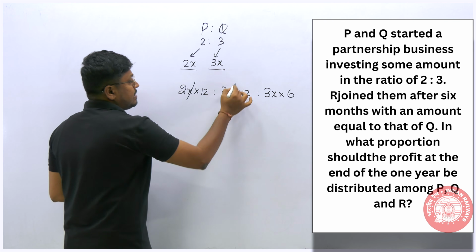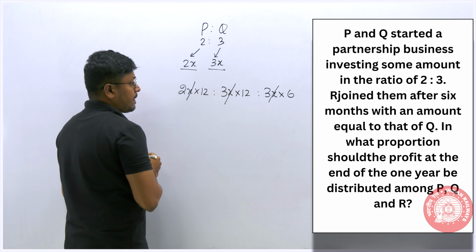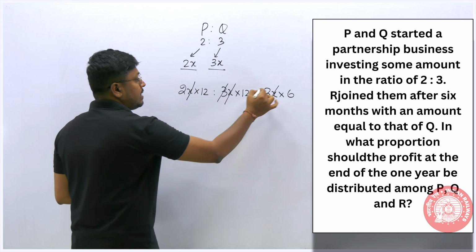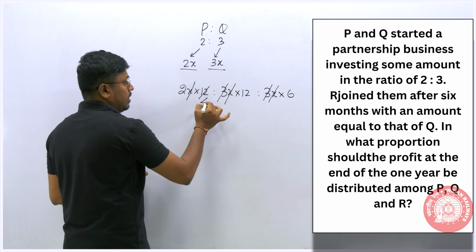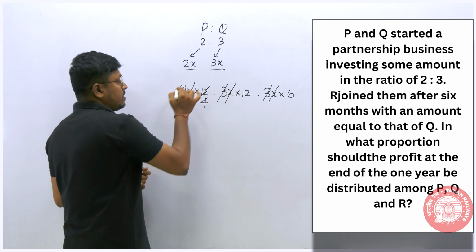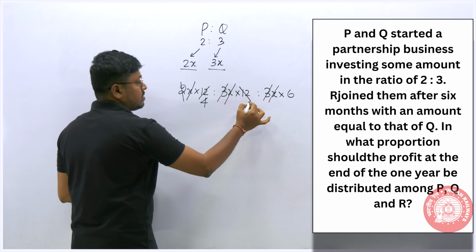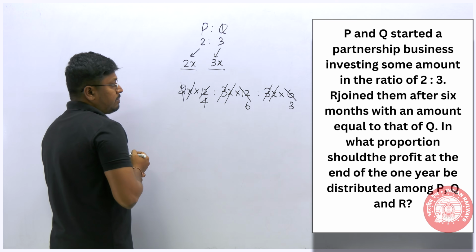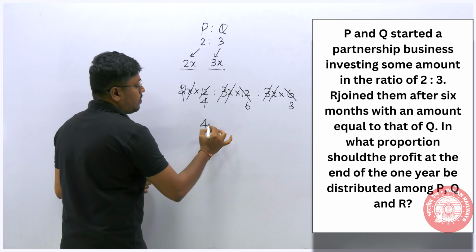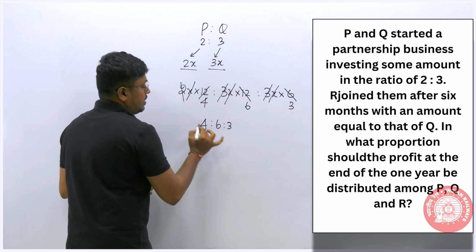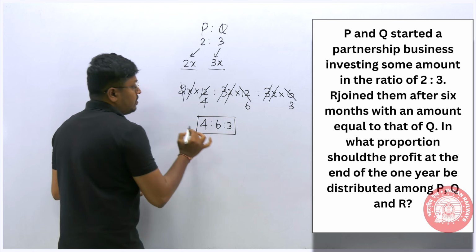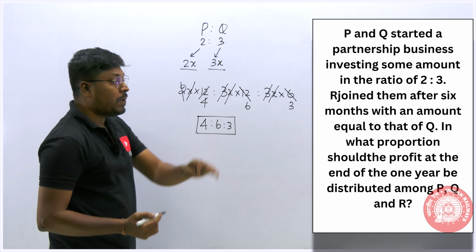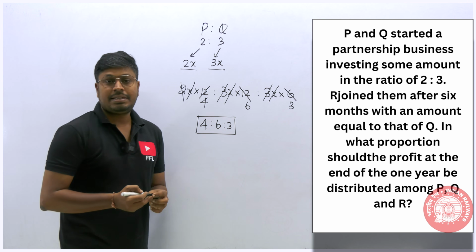So now we can cancel x, x and x, and we can cancel 1 3s are 3, 1 3s are 3, 4 3s are 12. So again we can cancel this on 2 table. 1 2s are 2, 6 2s are 12, 3 2s are 6. So now we can't further simplify it. So 4 is to 6 is to 3. So the profit ratio that PQR are getting will be 4 is to 6 is to 3.